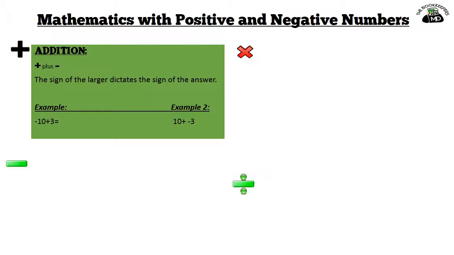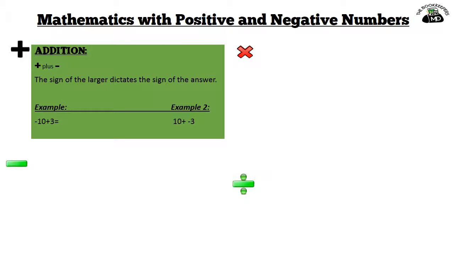In our second example, we have +10 plus -3. So let's go back to our original example, -10 plus 3. We see that 10 is larger than 3 and it just so happens to be negative. So in this case, we know that our answer will be negative.